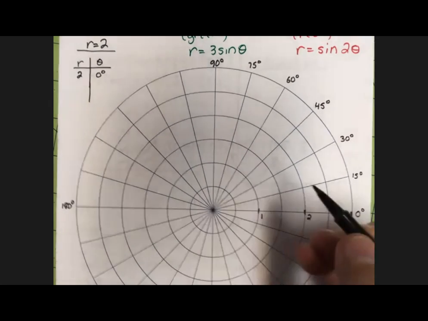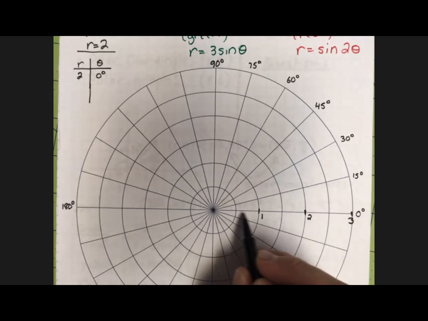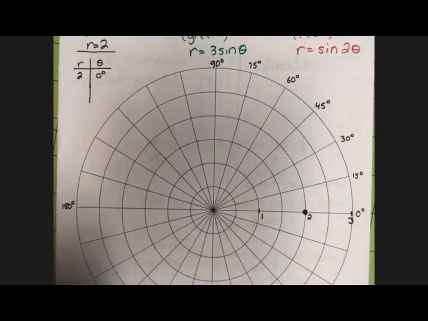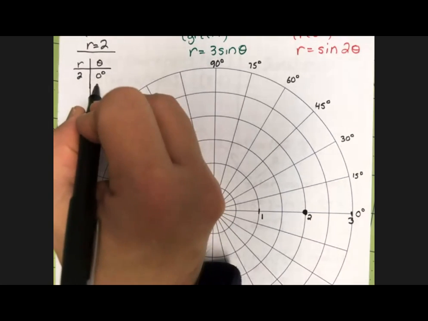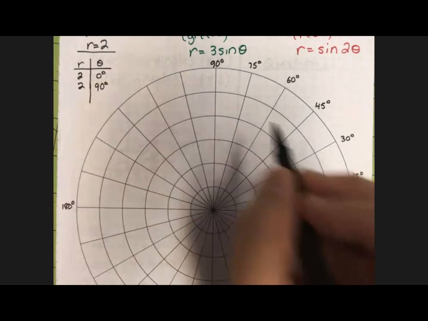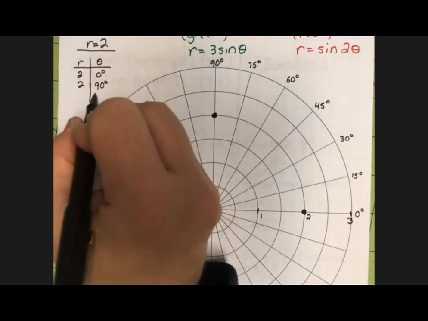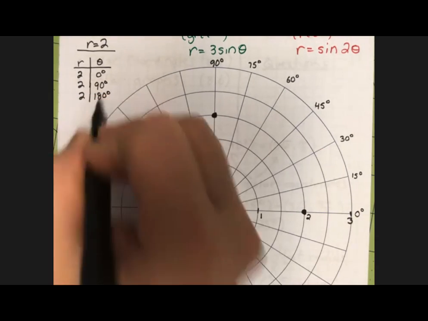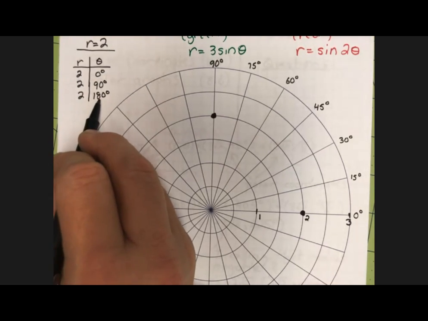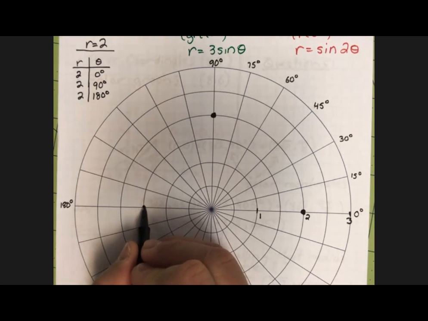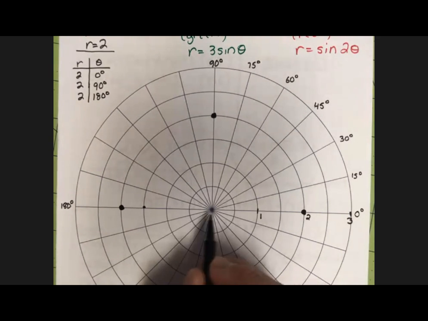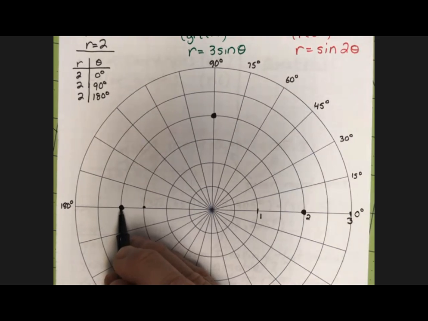So let's go with my black ink and put a dot when r is 2 and theta is 0. But then I could put a dot when theta is 90 and r is 2. That'd be up here. How about theta equals 180 and r is 2? This is not a hard table to make because it's very boring. Theta can be anything I please. r is always 2. Sorry, over here. And that's 2 units. I turned 180 degrees and then I went out 2 units.